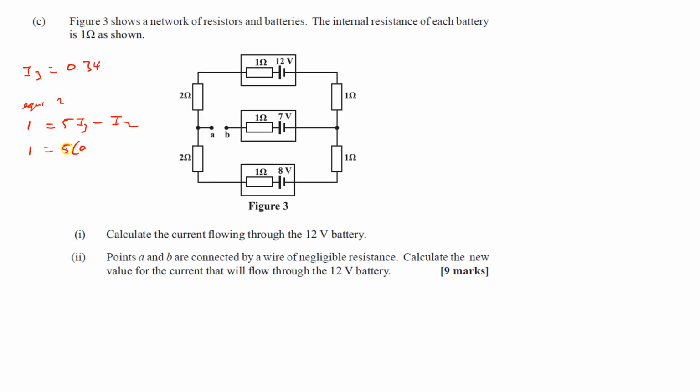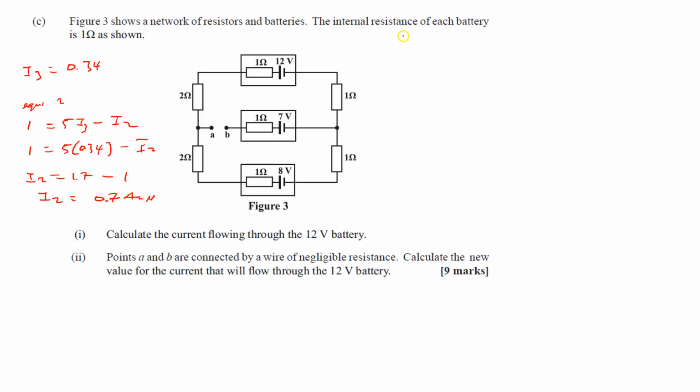If I substitute I3 in this equation, then 1 is equal to 5 times 0.34 minus I2. When I simplify that and transpose to make I2 the subject, I2 is going to equal 1.7 minus 1. So I2 is now equal to 0.7 amps.